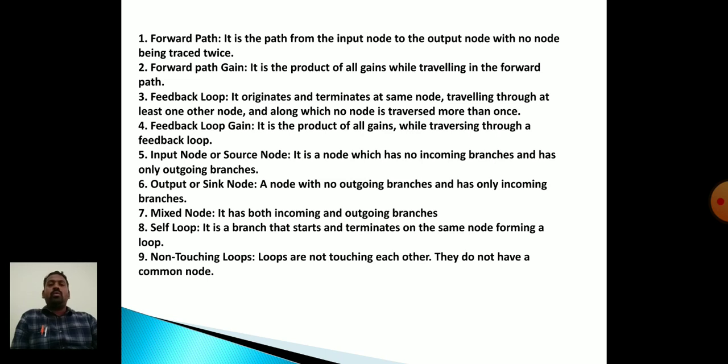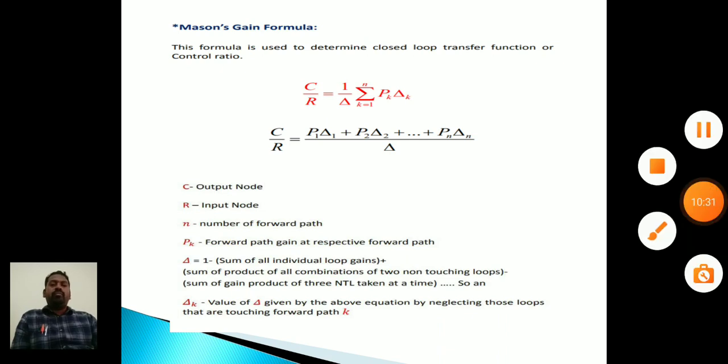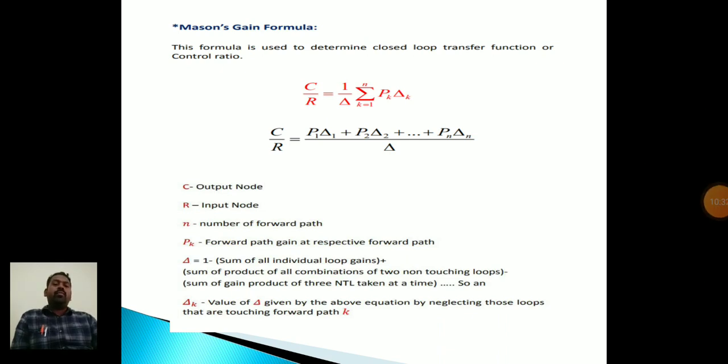So at only one node. In non-touching loops also we have studied. And coming to the Mason gain formula, how the Mason gain formula is used to find the overall transfer function.